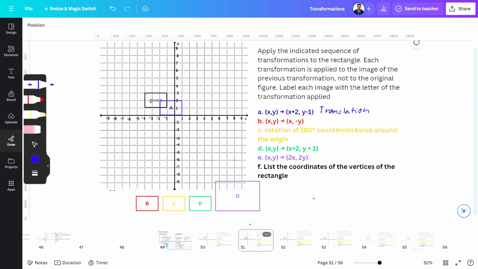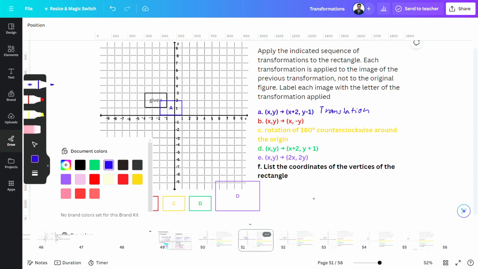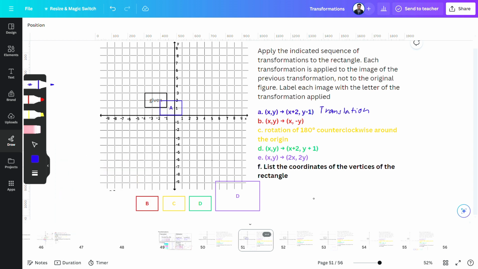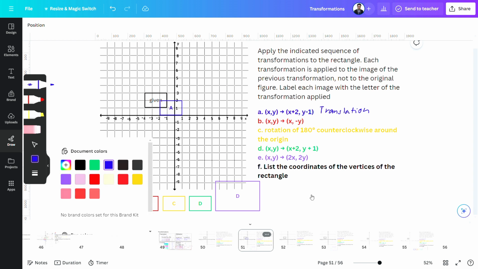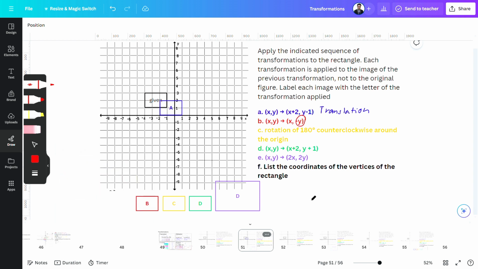The next transformation says x comma y is transformed into x comma negative y. What do you think this is? This is going to be a reflection. And since it's the y that becomes negative, it's actually across the x-axis. Please take note of that.